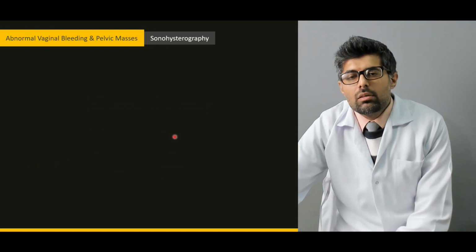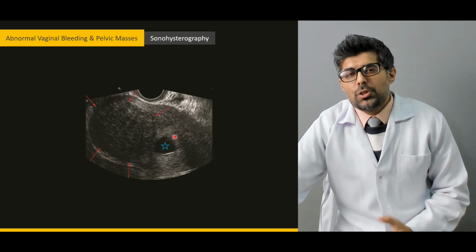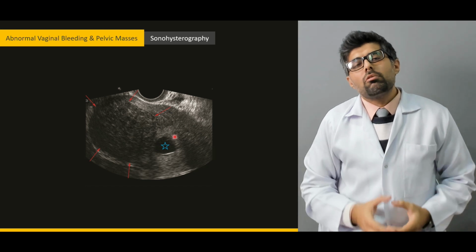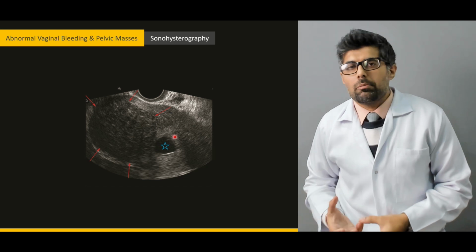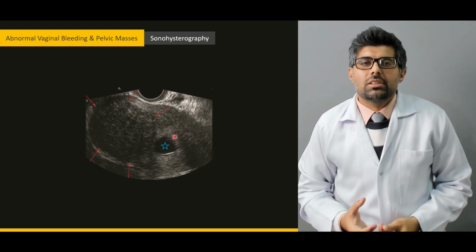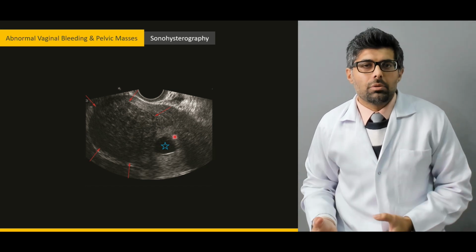Next, we have the sonohysterography of a patient with fibroid. Like I said, abnormal vaginal bleeding usually results from pelvic masses, and one of the most common pelvic masses is either a fibroid or a tumor.